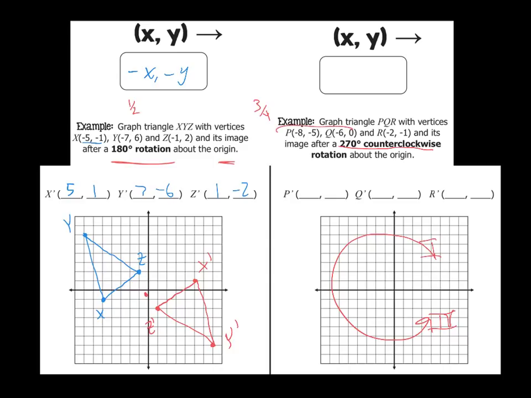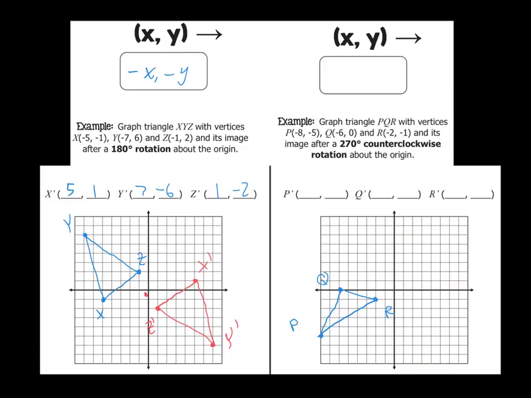First, let's plot our 3 original points and label them A, B, and C. Press pause and do that. Or I should say, sorry, P, Q, and R. My apologies. Okay, so now we're ready to rotate. And keep in mind, we're going to go all the way 270 degrees counterclockwise. And let's focus on where Q is going to land.